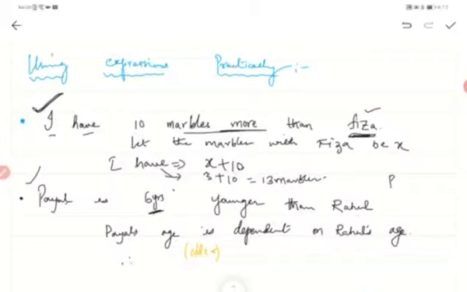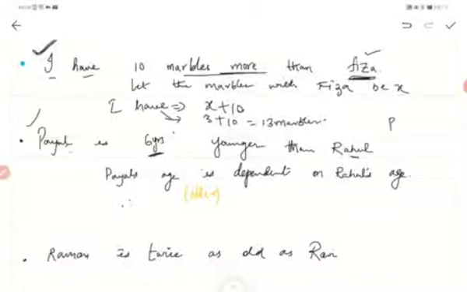Okay, so Payal's age is dependent on Rahul's age, therefore we will take Rahul's age as an unknown variable, some x, y, z, anything. Okay, so what I will do, I will take Rahul's age, let Rahul's age be some y. Okay, so now what will be Payal's age?